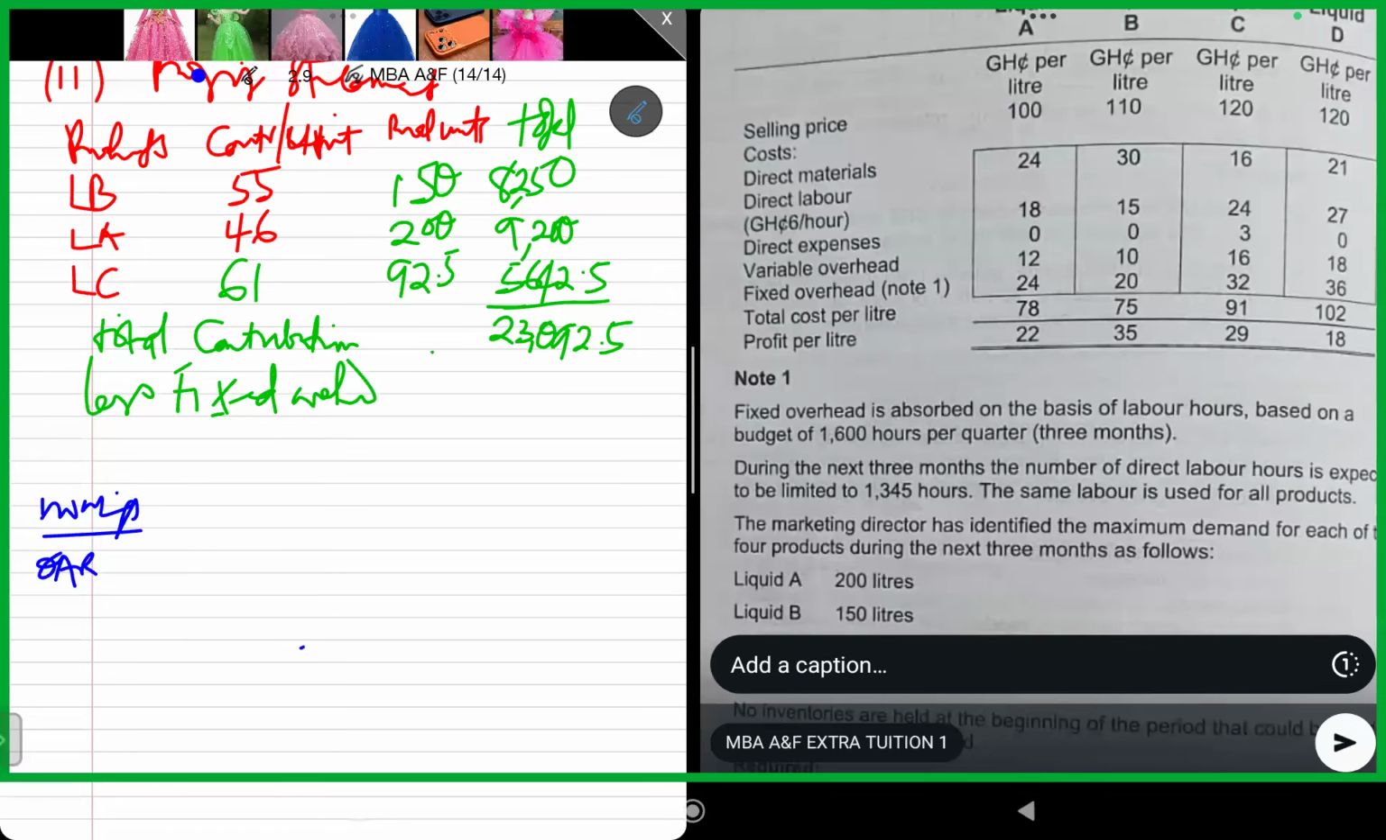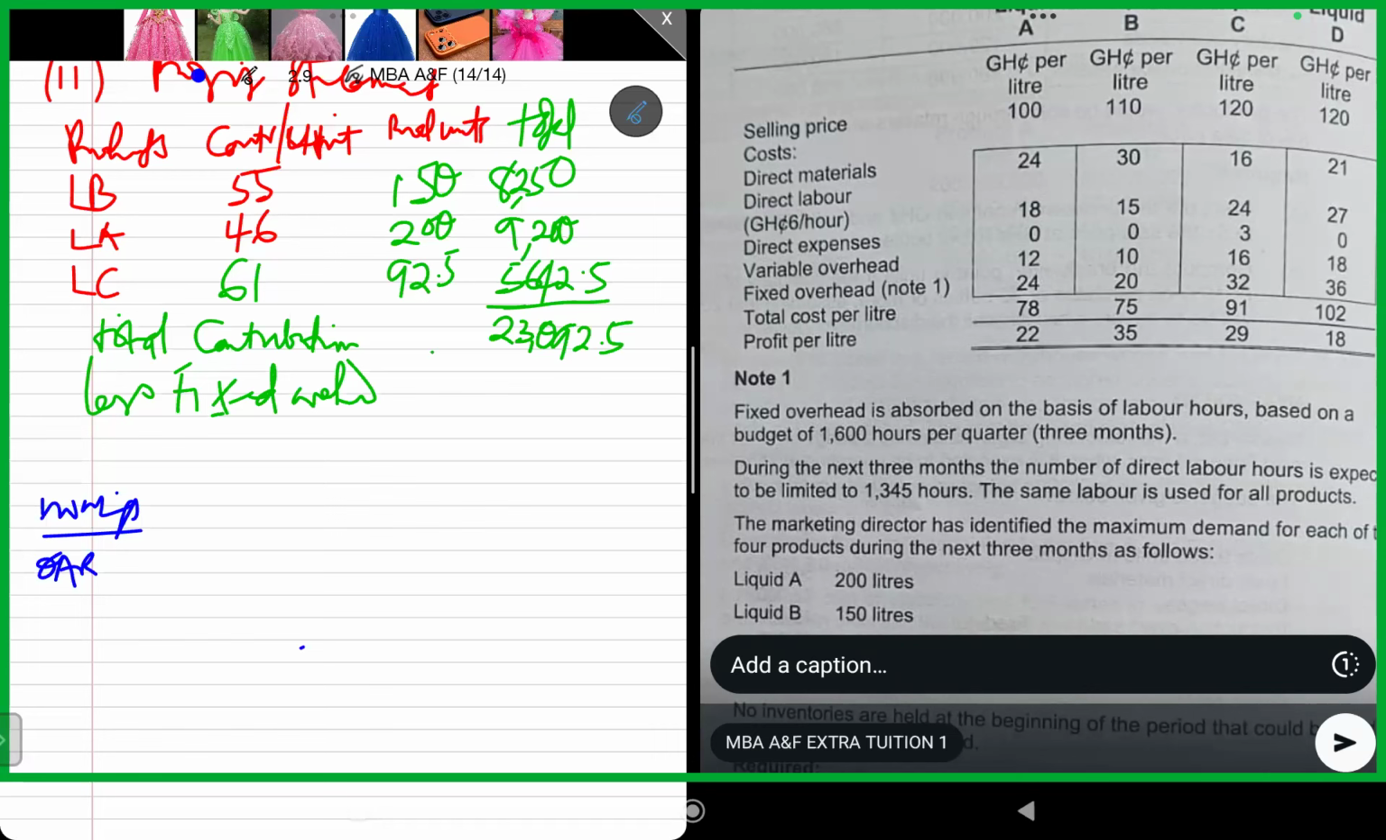And remember, fixed overhead must be the same for all of them. But here we have 24, 20, 32, 36. So the fixed overhead must be the same for all the products for the next 3 months. Am I making sense? When we say fixed overhead, the figure should be the same for the product, meaning it is fixed. The OAR must be fixed because the OAR is what we can use for all of them.